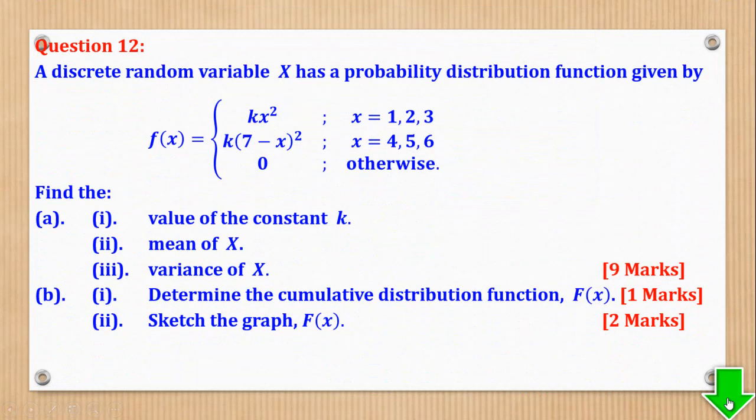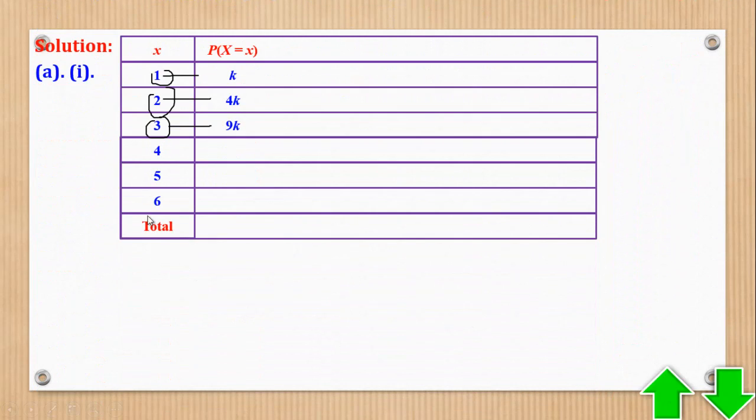So first of all, for this one, we shall say 7 minus 4, which is 3. 3 squared is 9. 9 times k gives you 9k. Then 7 minus 5 is 2. 2 squared is 4. 4 times k is 4k. 7 minus 6 is 1. 1 squared is 1. And 1 times k is k. So that's how we generate the probabilities. Then we add all these ones to get 28k.